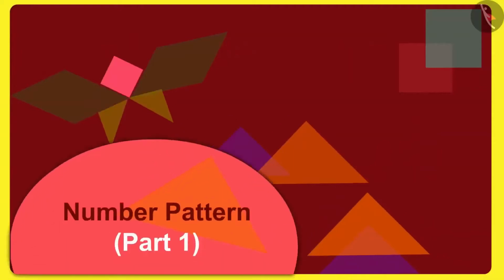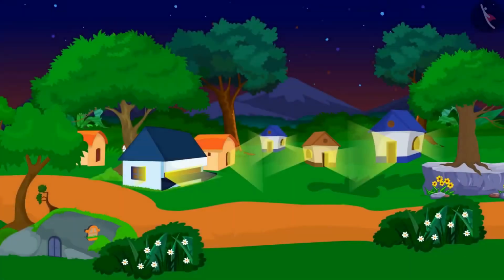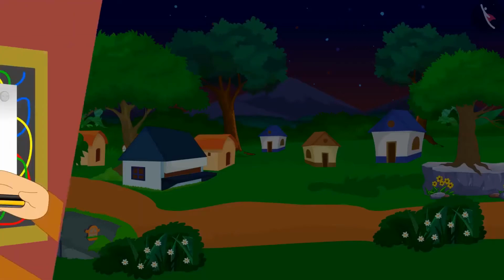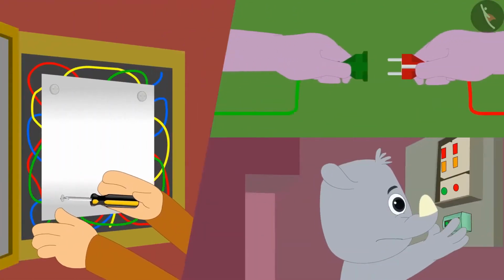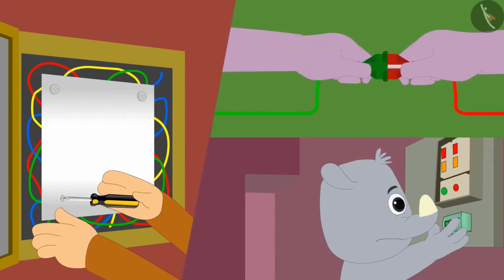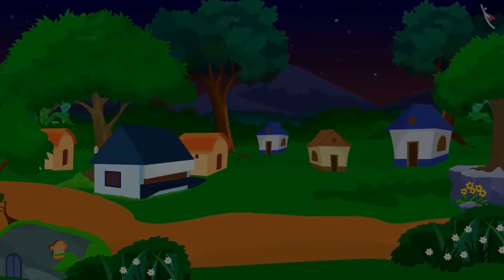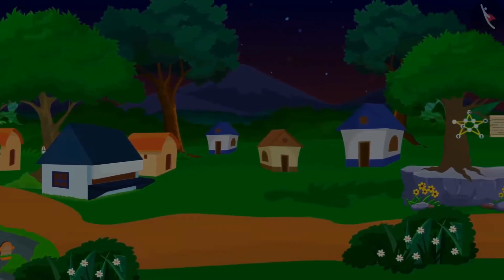In this video, we will learn about number patterns. One day, there was a sudden electricity failure in Champapur. All the villagers tried hard to get the electricity connected, but no one understood the reason for the power cut. It was night and darkness spread throughout the village.